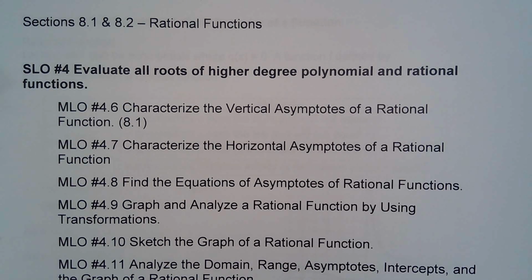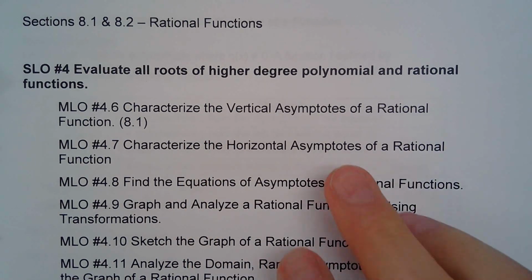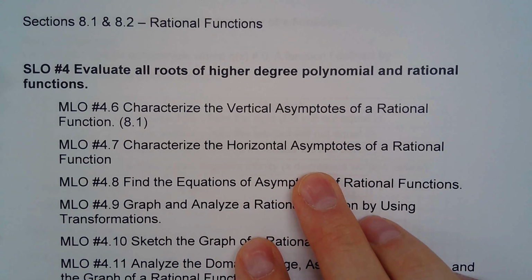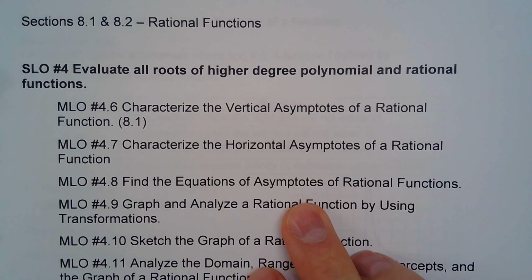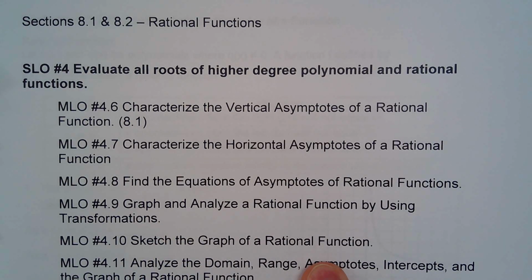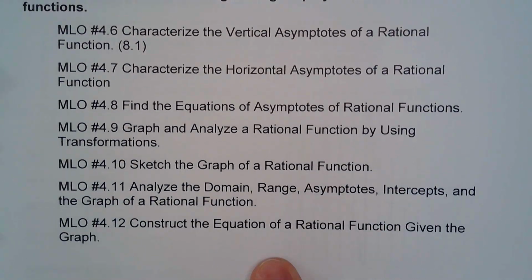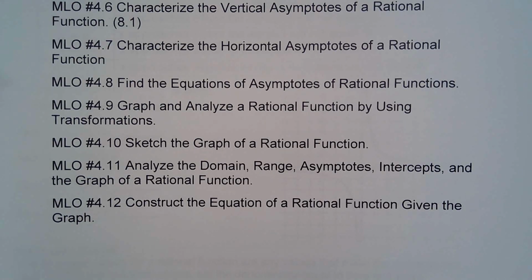So in this chapter, we're going to be talking about rational functions, and we're going to be hitting on SLO number 4. We're going to be talking about characterizing vertical and horizontal asymptotes of rational functions, finding the equations of asymptotes of rational functions, graphing and analyzing a rational function by using transformations, sketching the graph of a rational function, analyzing the domain, range, asymptotes, intercepts, and graph of a rational function, and constructing the equation of a rational function given the graph.